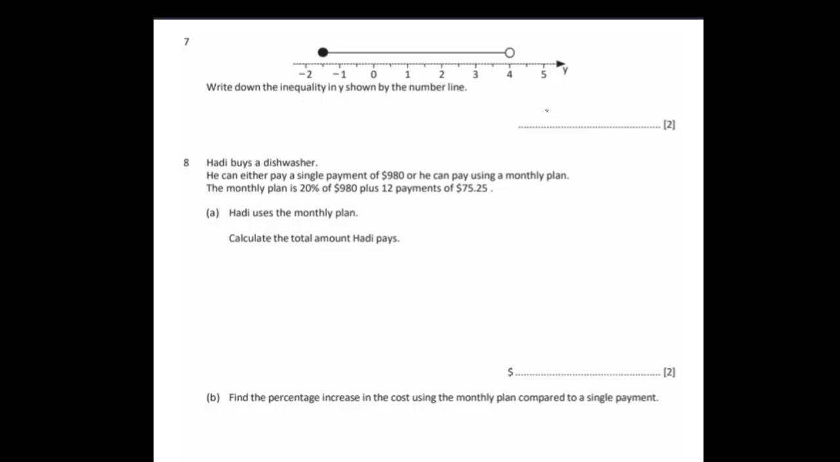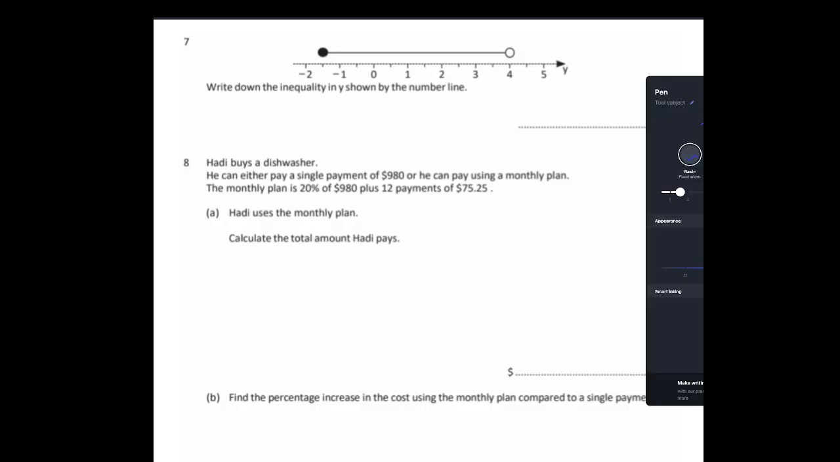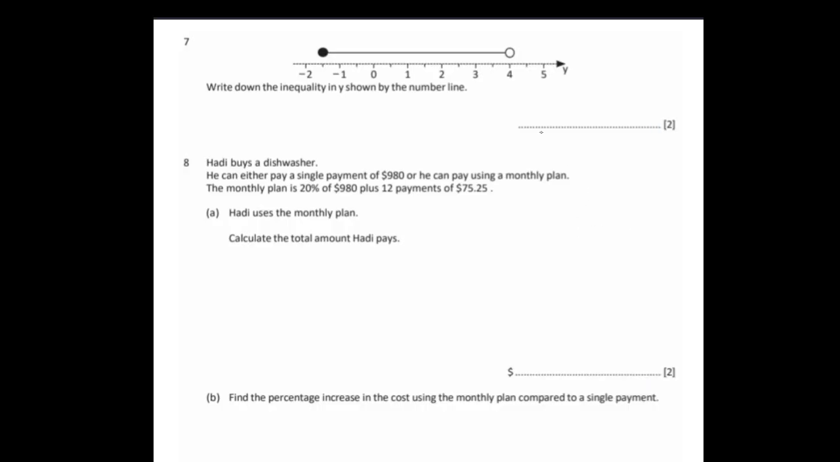So it is minus 1.5 less than or equal to y less than 4. Why am I taking equal to? Because this is shaded, and when it is not shaded you will just take less than 4. This is the answer.